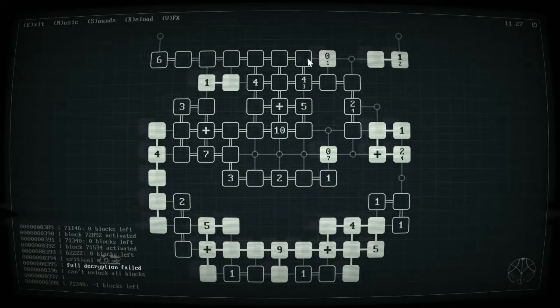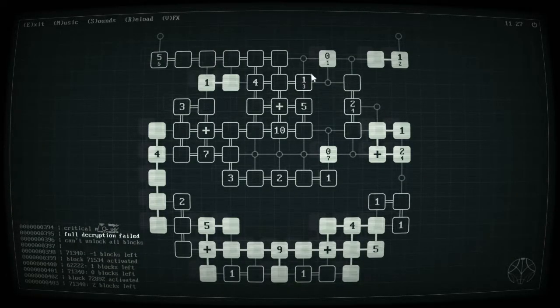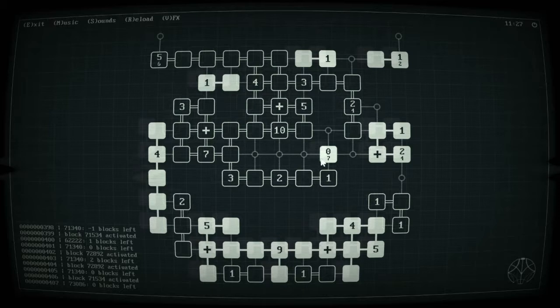Shit! I wasn't supposed to click both of them. Damn it. Because this one already has one. I was so close. I was so close! Let's see. One, two, three, four, five, six, seven. Is that it? Oh, no. Yeah, that might be it. This needs this one and this one.